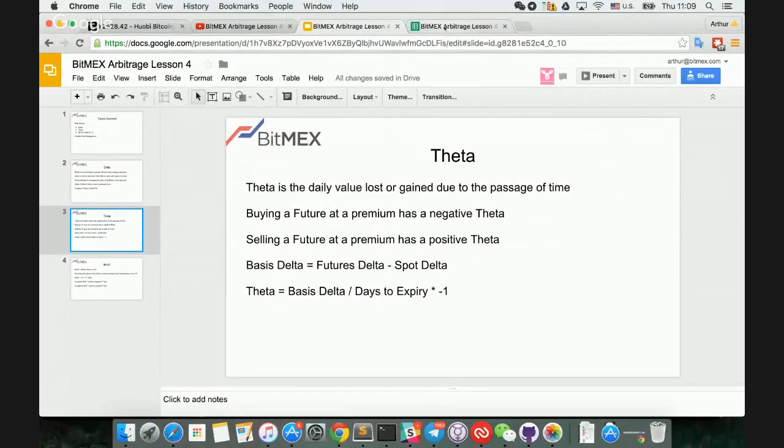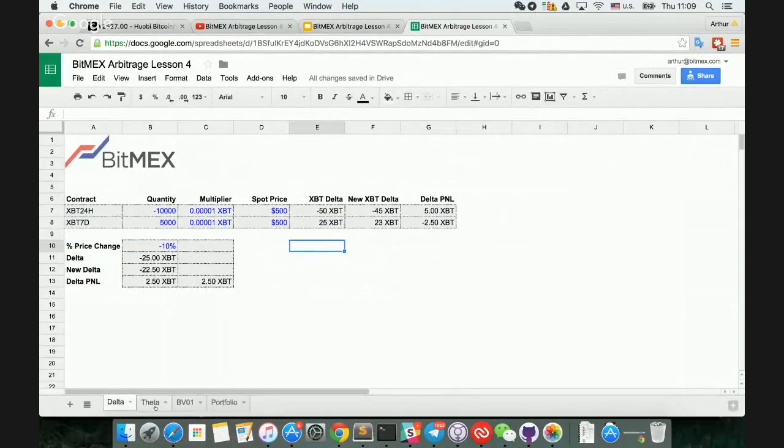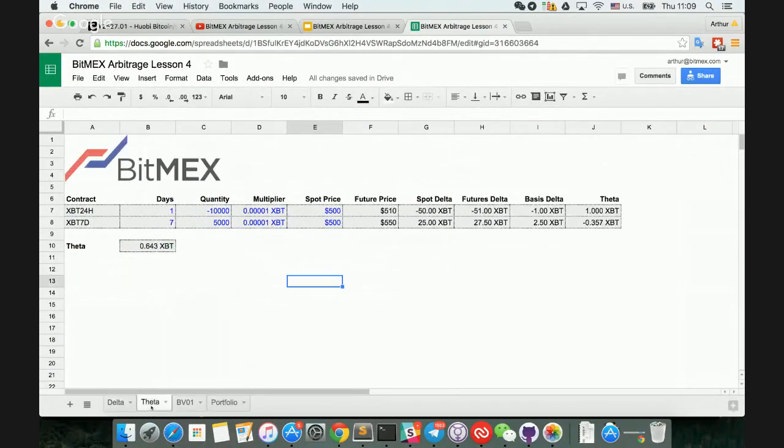So if we go back to our spreadsheet on the theta tab, again, we have our daily and our weekly futures contracts. And we're going to compute both the spot delta here based on the $500 spot price, and then our futures delta here. And now we come up with the basis delta for each contract, and then we divide by the days to expiry. So what does this mean?